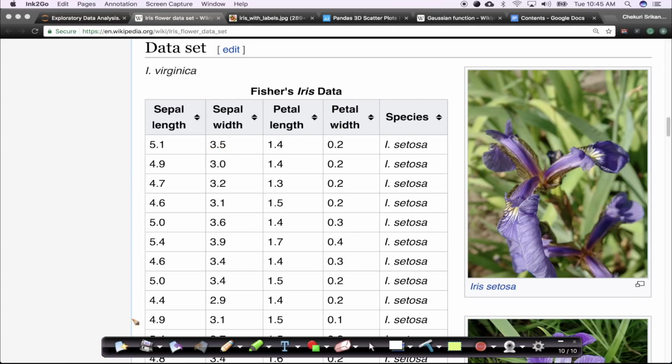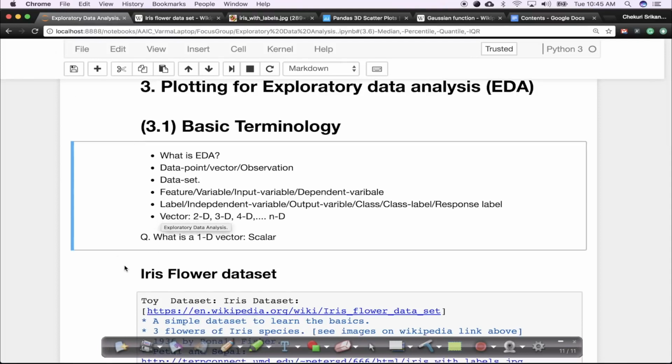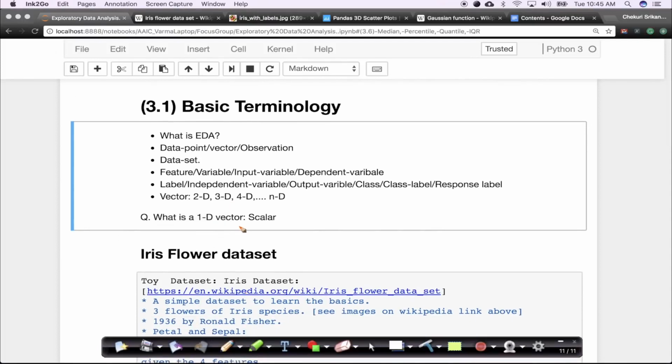Now, going back to our task, since we understood some basic terminology, there's a very basic question. What is a one-dimensional vector? What if you have a vector which has only one component or one dimension? That's nothing but a scalar. From your physics, you might remember that scalars and vectors are different. So a one-dimensional vector is nothing but a scalar, if you want to think about it simply. Because instead of writing x equals a vector of size 1 with only one value, which is 5.1, you could just say x equals 5.1, and that would suffice.